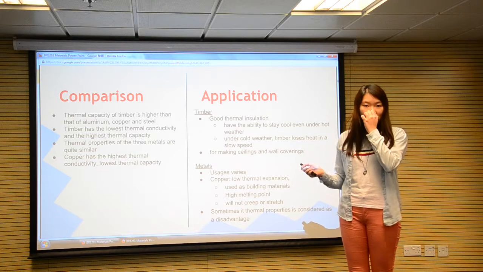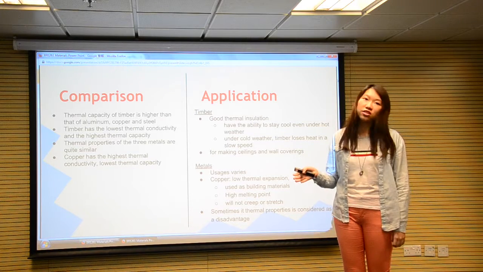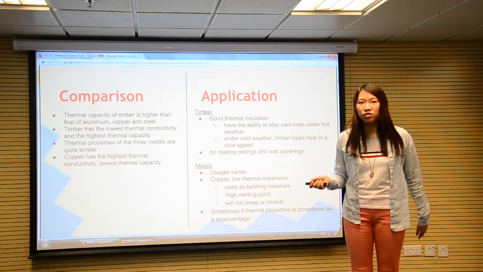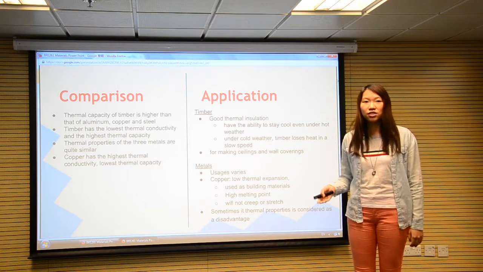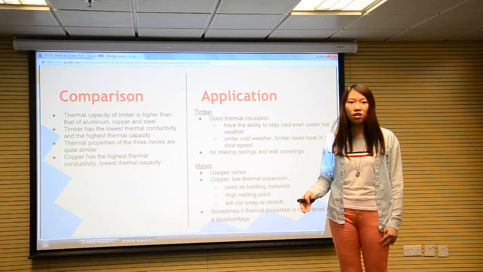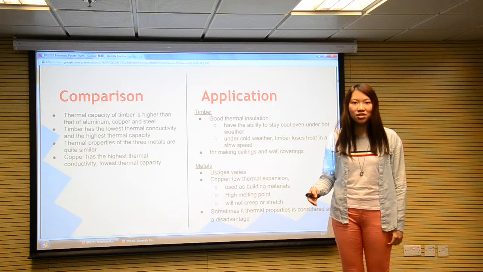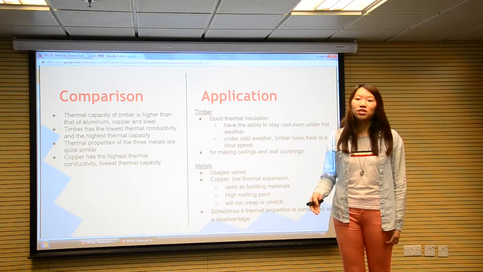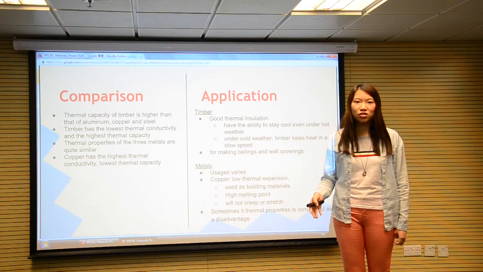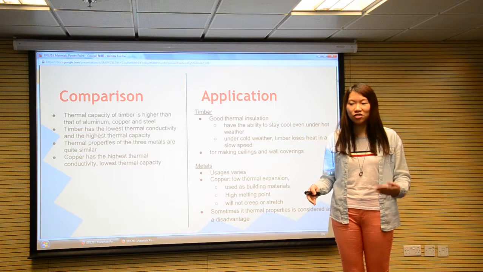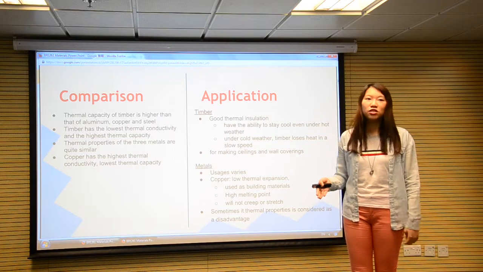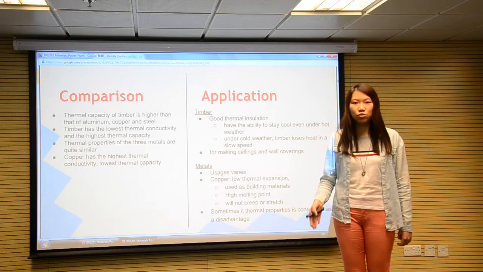The differences in thermal properties lead to differences in the application of these building materials. For timber, since it has good thermal insulation, it has the ability to stay cool even in hot weather. In cold weather, timber loses heat at a low speed, and this means that timber is an extremely good building material for construction in some extremely hot places like deserts. Timber is also used for making ceilings and wall coverings.